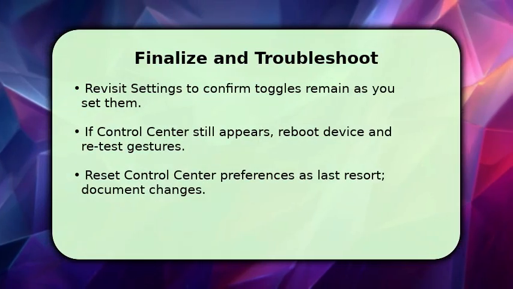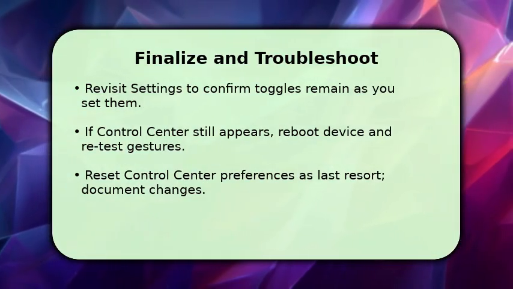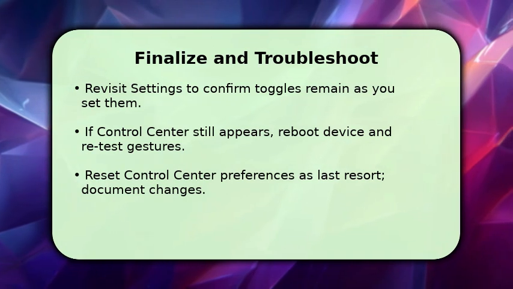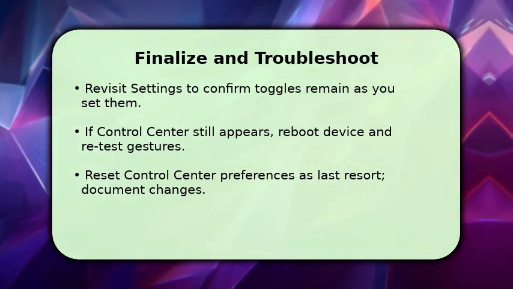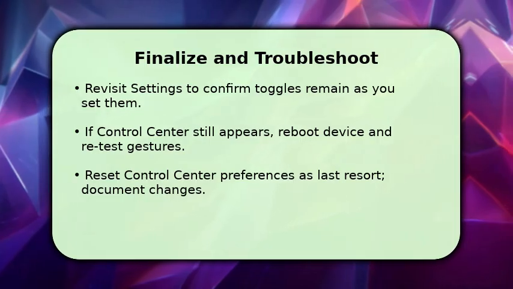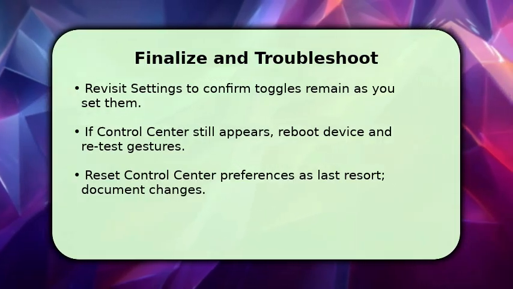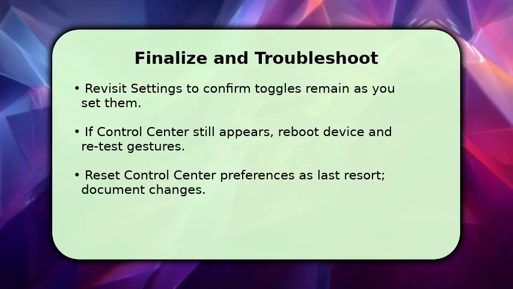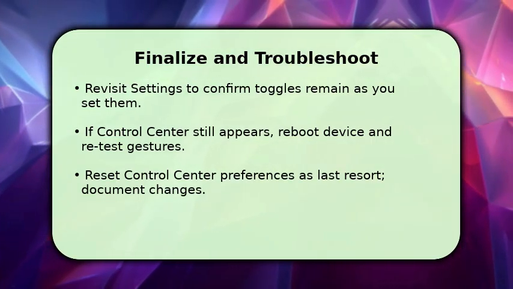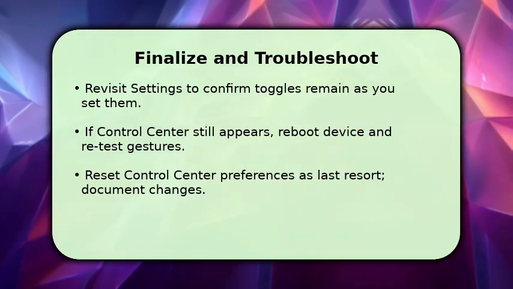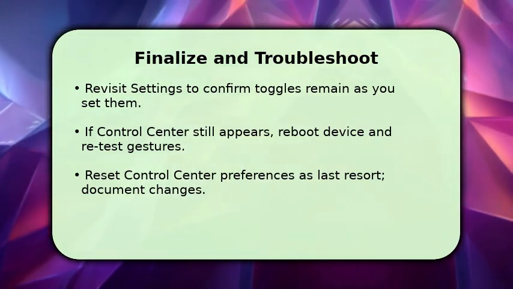To finish, double-check the settings page to confirm the toggles stayed off. Sometimes updates revert preferences, so make sure they persist. If Control Center still appears on the lock screen, reboot the device and retest the swipe. This clears transient issues. If problems continue, temporarily reset Control Center preferences and reconfigure the toggles. This often fixes corrupted settings.